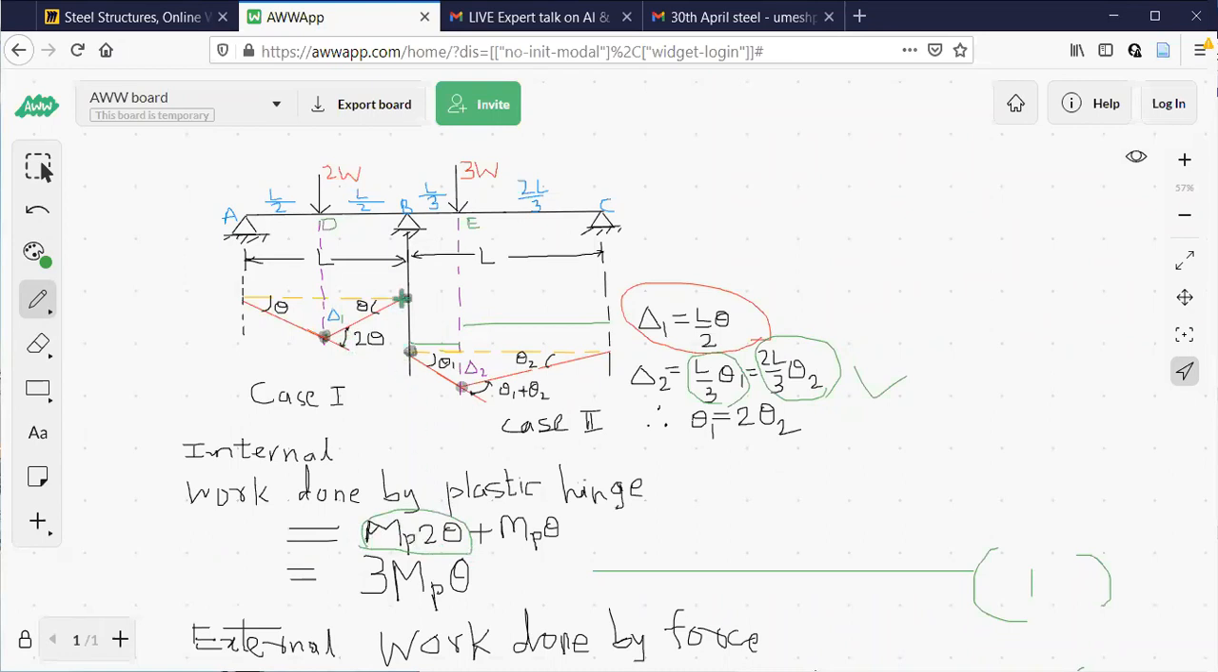Second plastic hinge is here. This is MP into theta. It means for both the plastic hinges, because 2 plastic hinges have formed, as a result of which the span is about to collapse. So this is 3 MP theta. Simply it is 2 MP theta, 1 MP theta. So 3 MP theta.